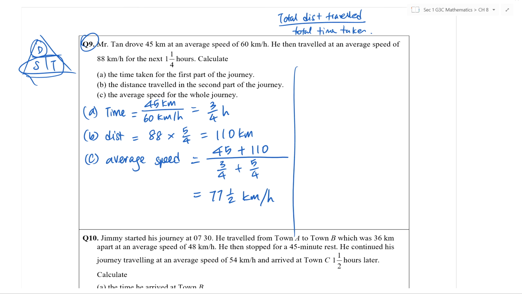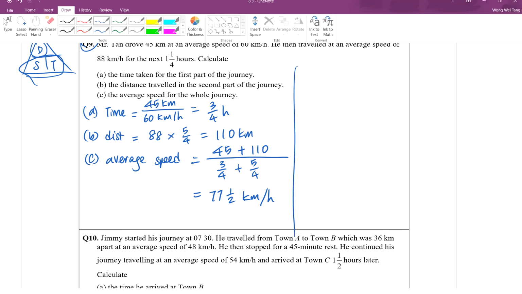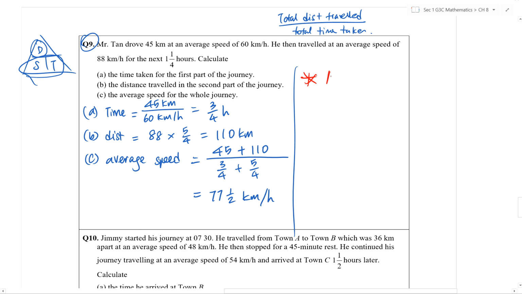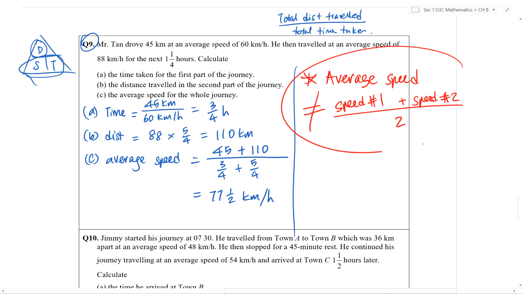Take note, average speed is not equal to speed number 1 plus speed number 2, then we divide this by 2. This is wrong. You are not supposed to take 60 plus 88, then divide by 2, because you will get the wrong answer.